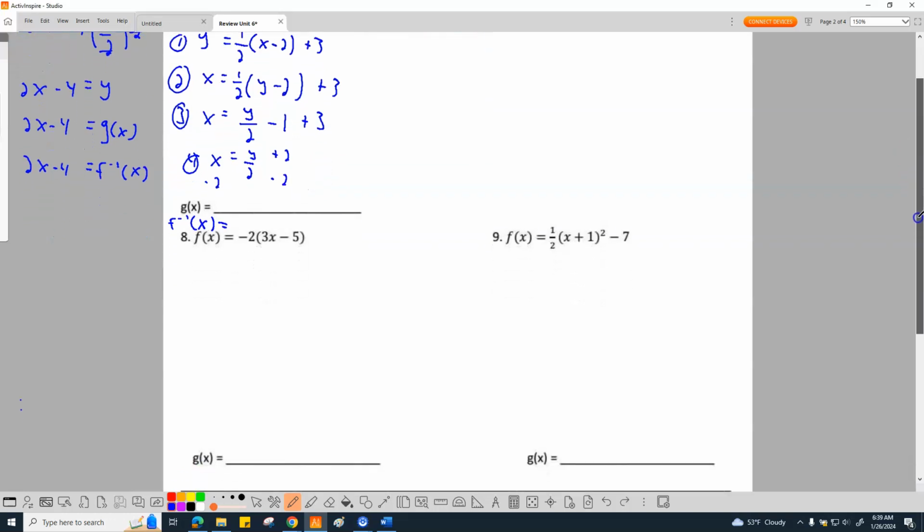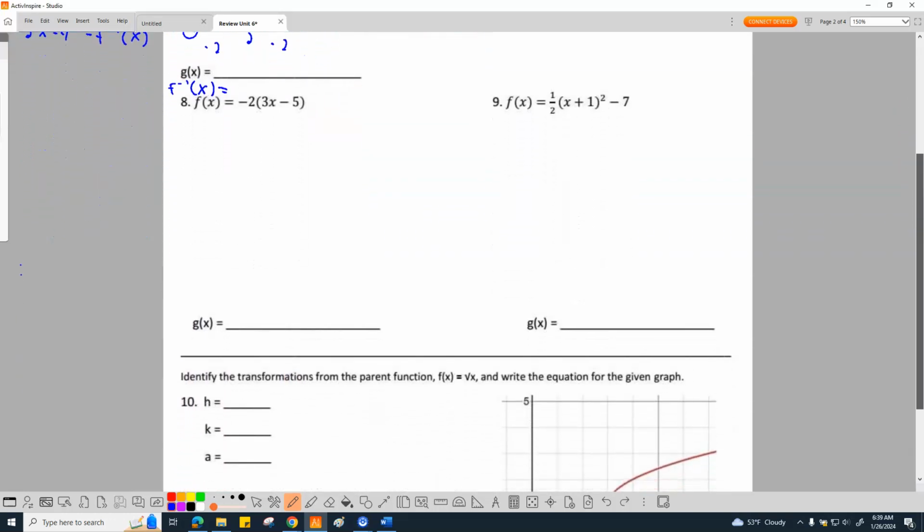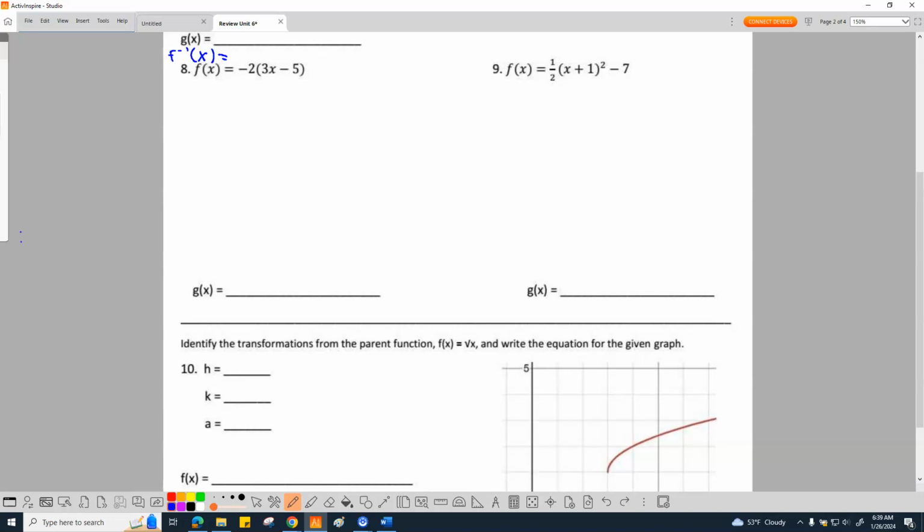All right, let's go ahead and work on problem 8 together. I'm going to switch to the black ink so that it looks a little different. Okay, here's what we have. We want to find the inverse of this. So the first thing we got to do is make sure we actually have a y available we can use, which we do. Y equals -2 times 3x minus 5.